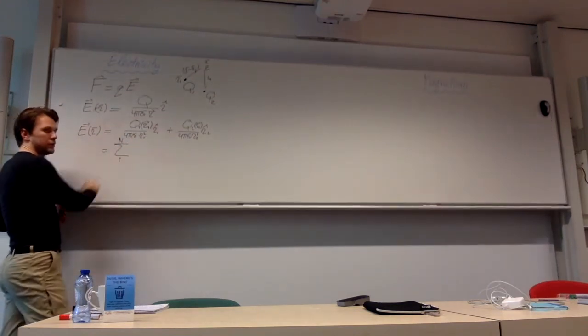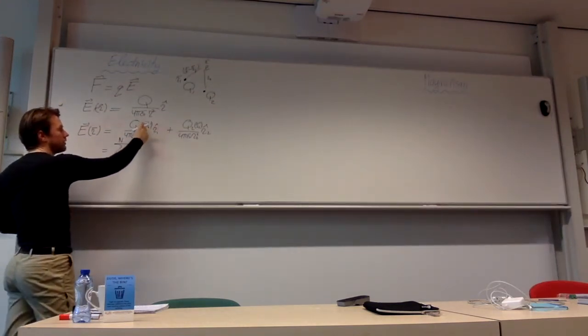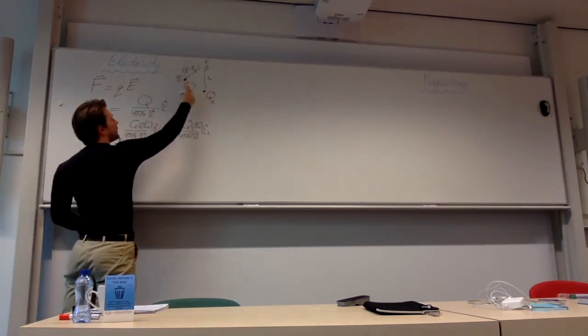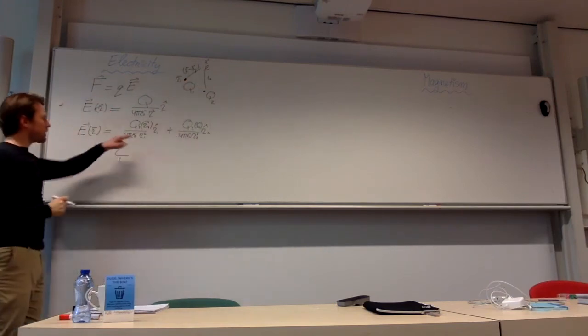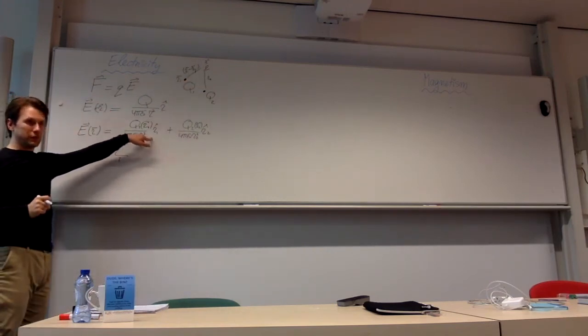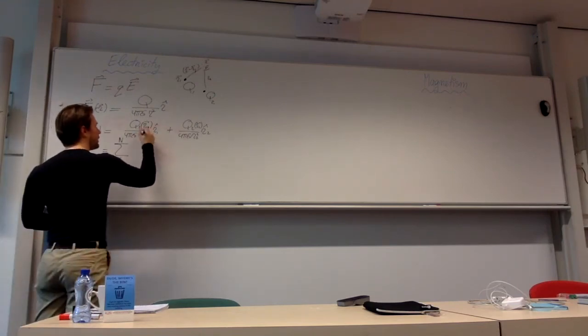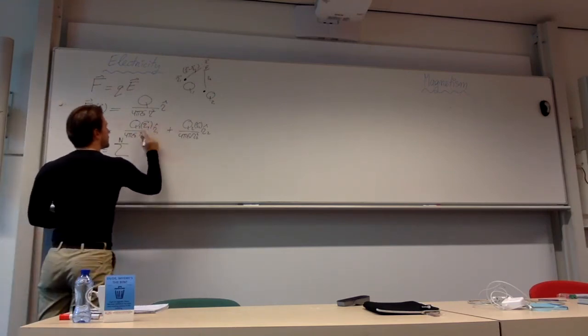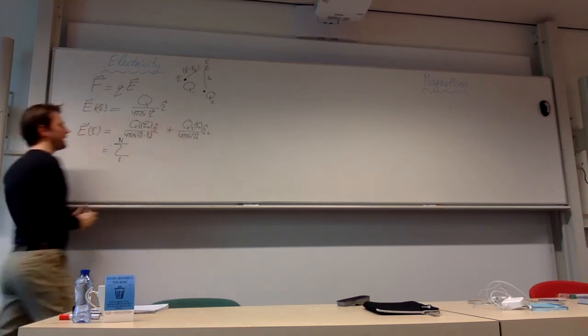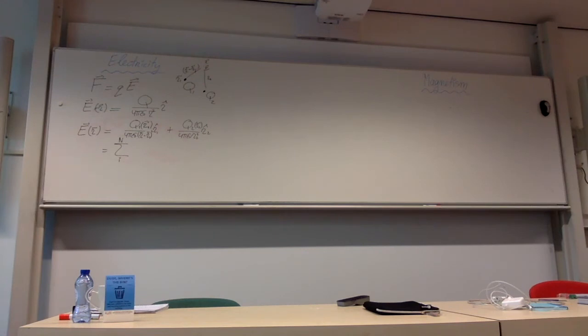So let's rewrite this. This I'm going to keep. This is just R1, exactly as I called it. Right? This is Q1. And here what we should have is the distance between Q1 and where I want to know the electric field, which is R minus R1, squared. That should be the correct expression.